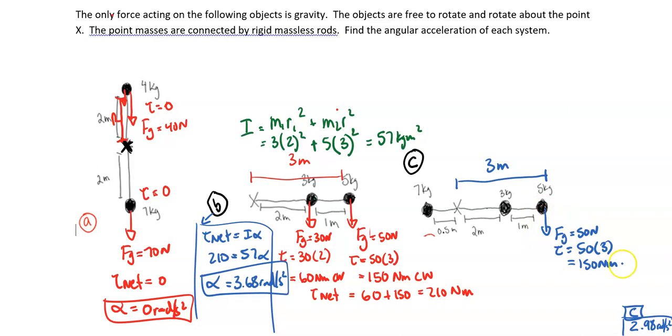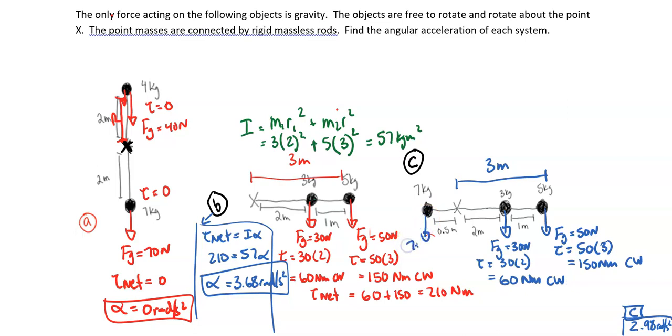And that would make it rotate clockwise. Let's see, this one right here, force of gravity is 30 newtons. Torque would be, what, 30 times 2, which is 60 Newton meters. And again, that's clockwise. Let's go ahead and look at the last one.